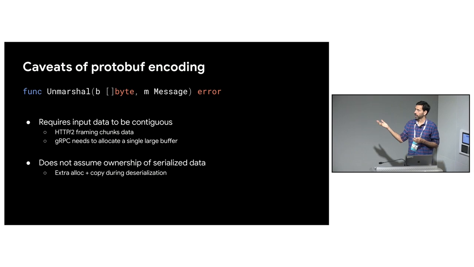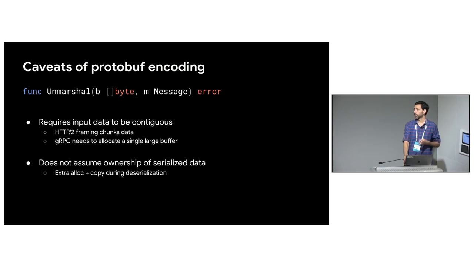The second one is that it does not assume ownership of the input data. What this means is, let's say that you have a big byte slice in your proto message. The unmarshaler actually ends up allocating a new byte slice for it and copying over the data instead of just pointing to it.